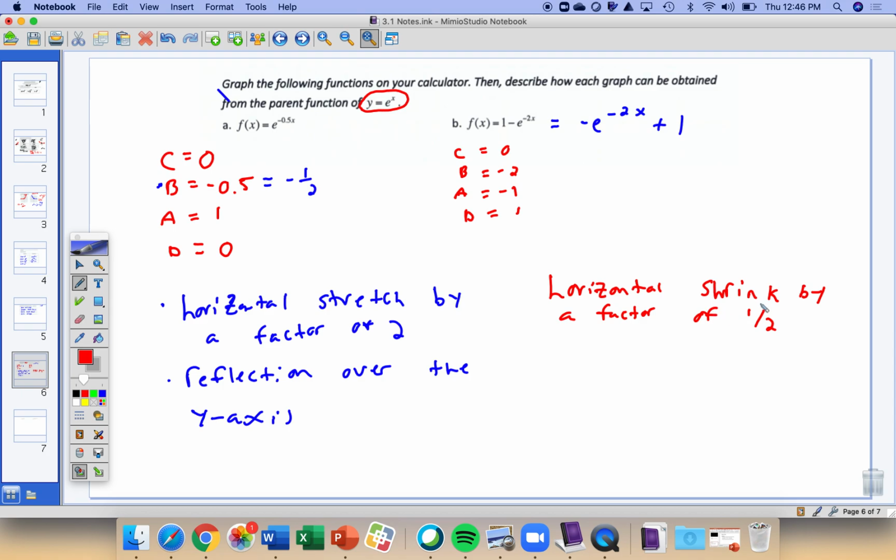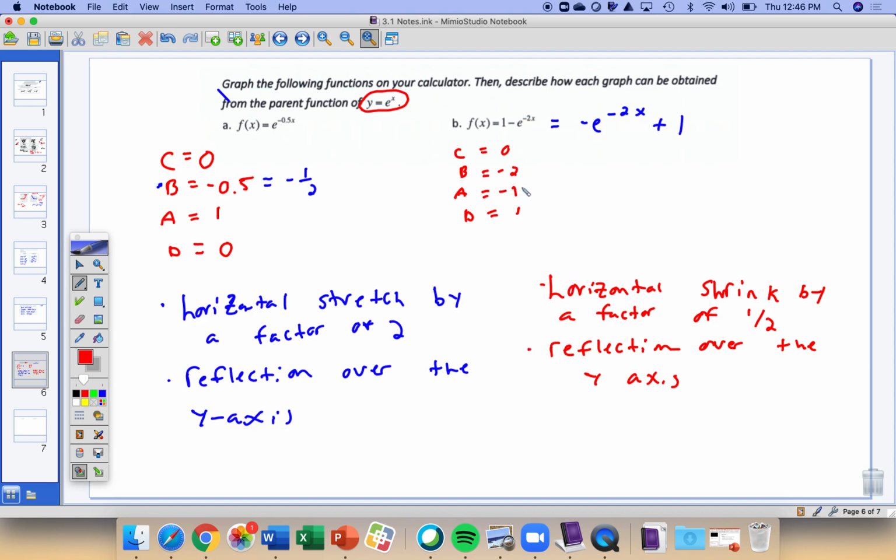So we have a horizontal shrink by a factor of 1/2. We also have this negative in front, and now the negative is, again, a reflection over the y-axis. So that takes care of B.